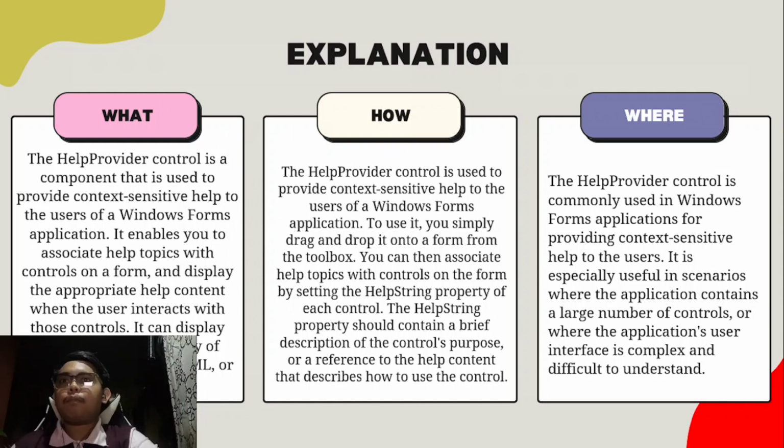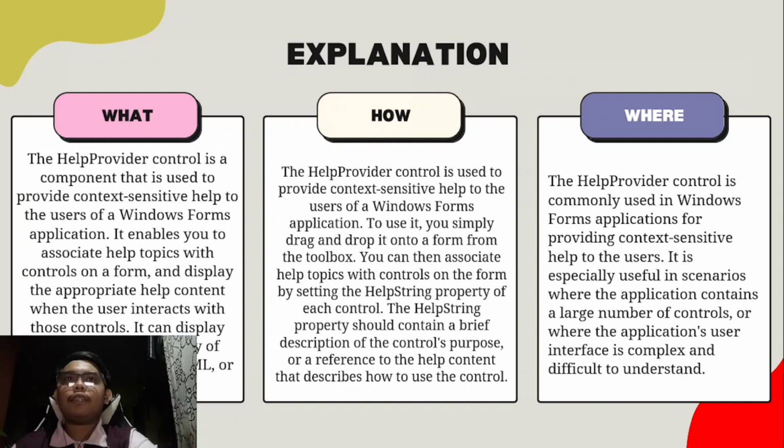The help string property should contain a brief description of the control's purpose or a reference to the help content that describes how to use the control. So where is help provider most useful?